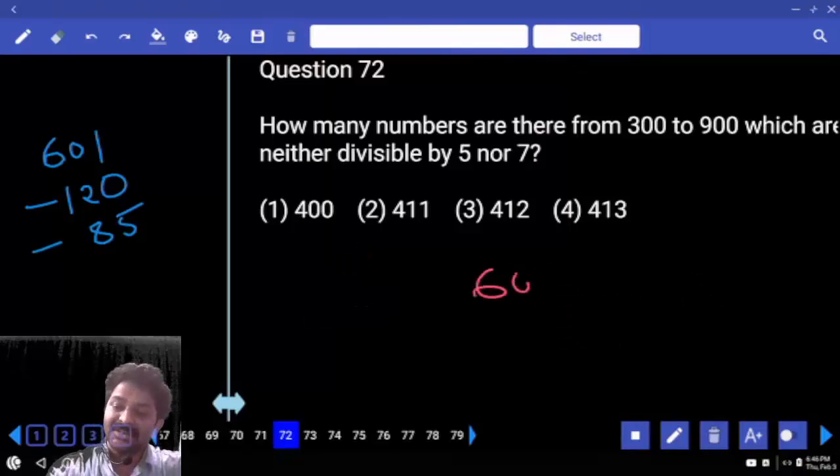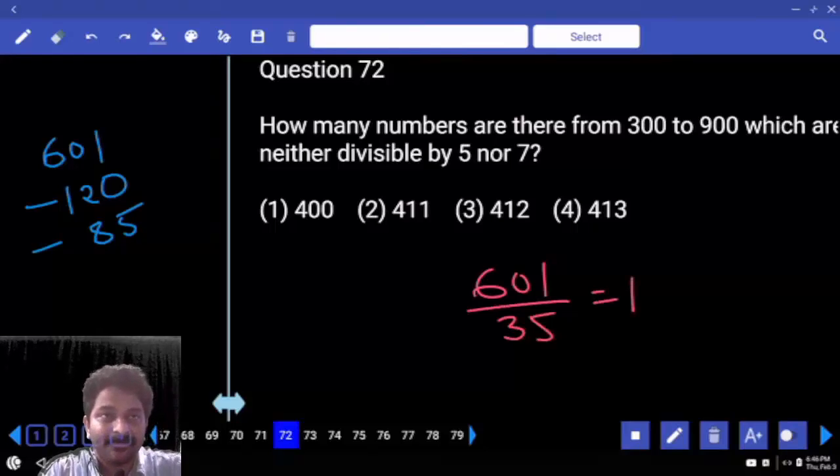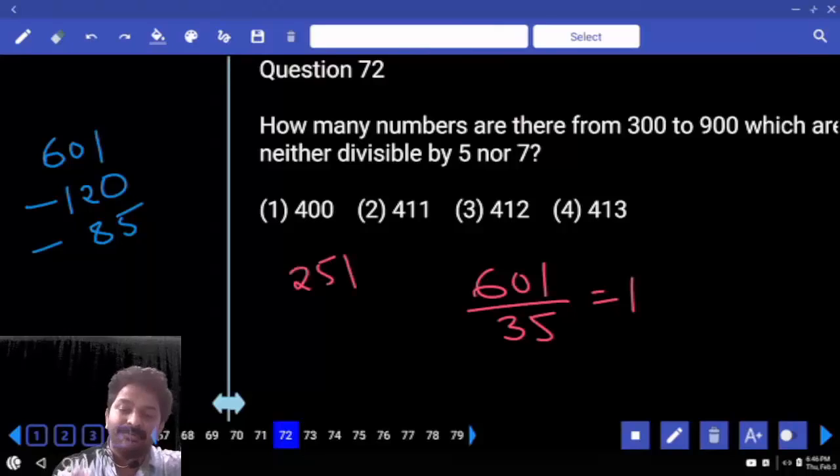So 601 divided by 35. 35 ones is 35. How much is remaining? 251. Correct. So 7 times is possible. 7 thirties, 2 tens, 7 fives is 35. 2 tens, 35, 245. Yes. 17 multiples of 35 are there. Okay.